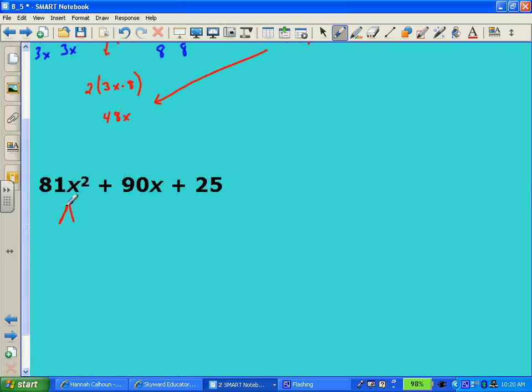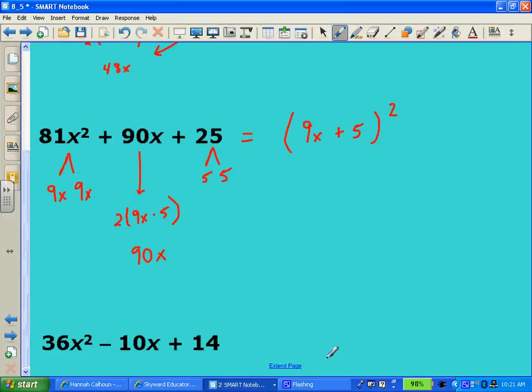So again, I checked the first and the last term, so I got 9x and 9x here. I got 5 and 5 here, so it meets my first requirement. Now is the middle term 2 times 9x times 5? You can see that it is. Okay, so that means this is a perfect square trinomial. So I know that it's going to be a plus b squared for my factorization. So a was 9x, b was 5, so I have 9x plus 5 squared for my factorization.